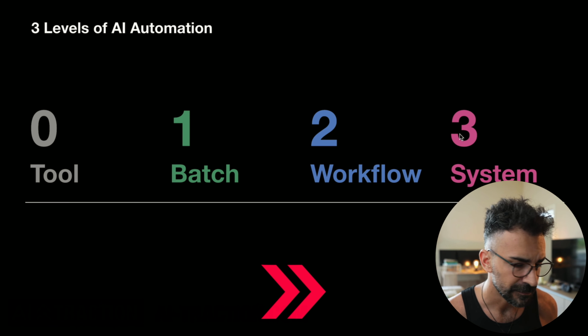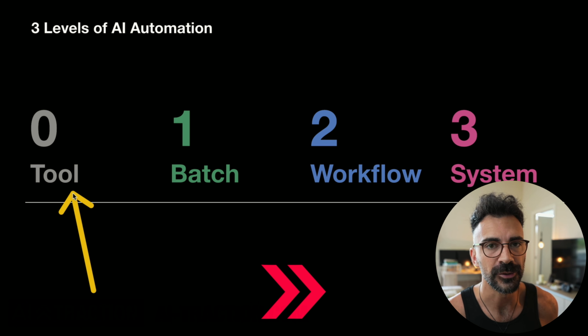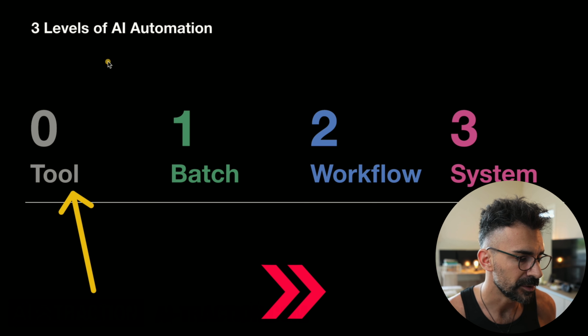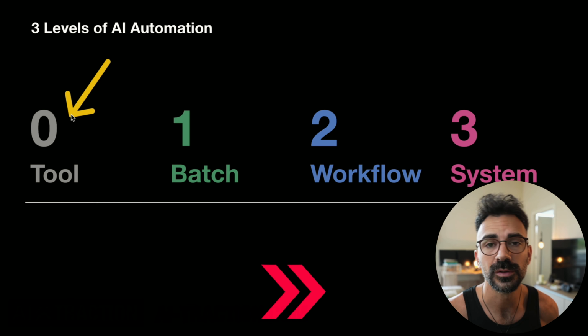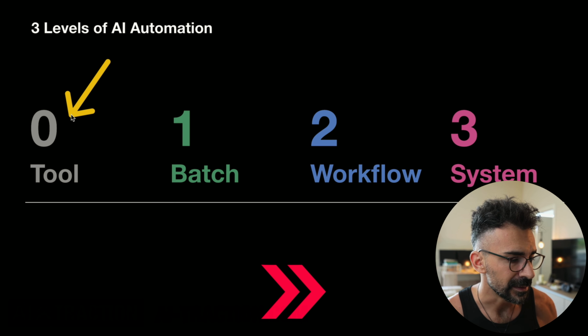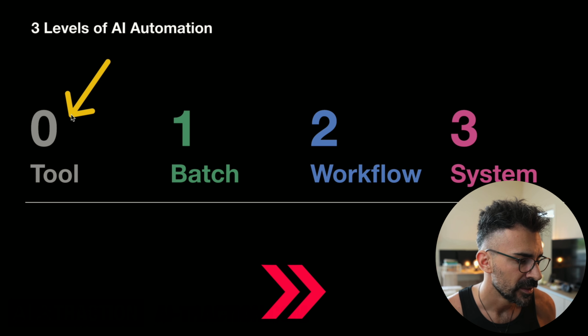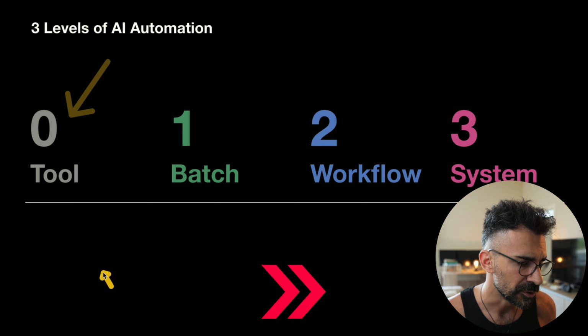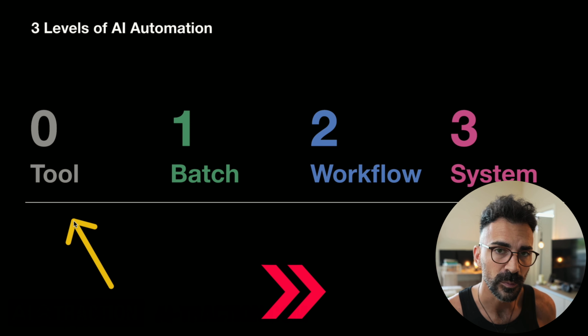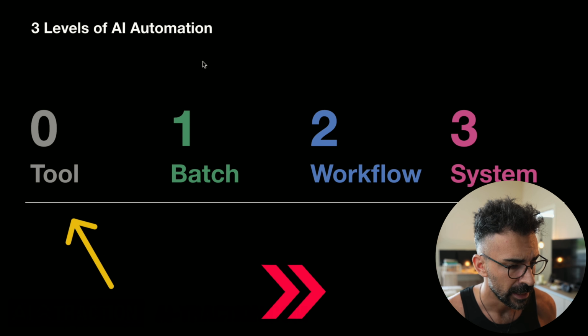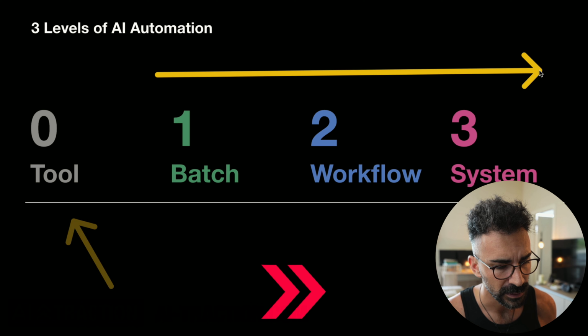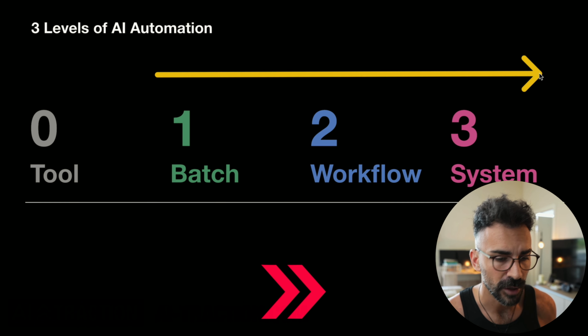You may be very familiar with this first level, so using an AI tool. This is the level where you use ChatGPT, for example, to do a task. And this is the level 0 of automation because it's not automated, it's not a workflow, but AI is effectively doing the job. So you learn how to use the tool without any kind of automation, and then you can move into 3 levels of automation.